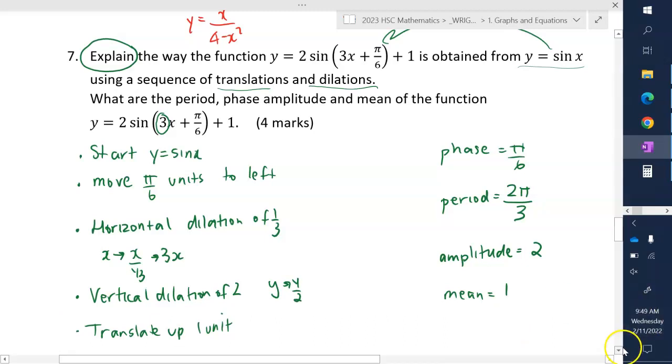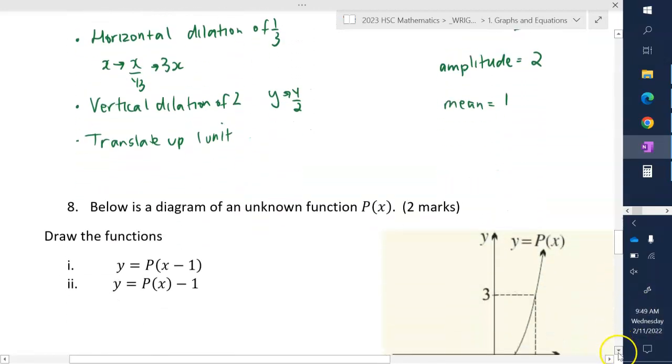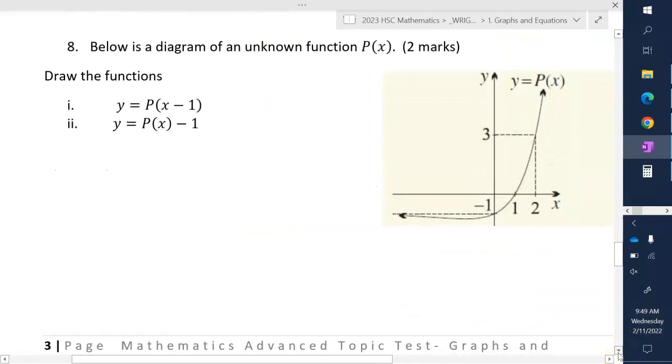Let's look at the next one. The next one was done really well. Good job. You guys were great at graphing this. Below is a diagram of an unknown function p of x.